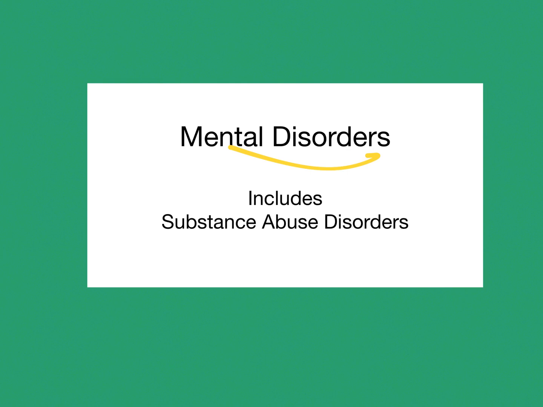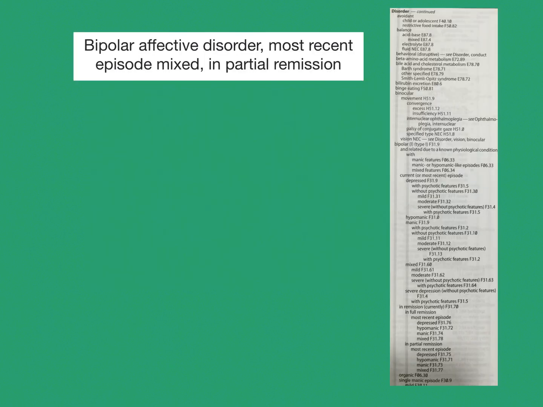This chapter is pretty straightforward and students usually do pretty well with it. Let's take a look at an example from exercise 15.1. Here we have bipolar affective disorder, most recent episode mixed, in partial remission.